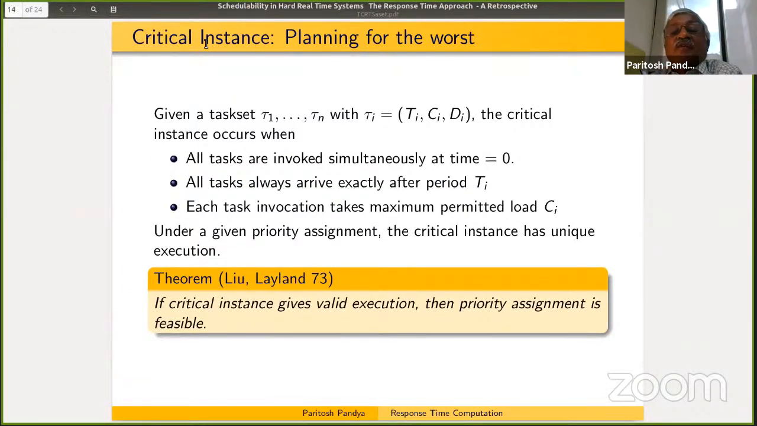So the first thing they defined was something called the critical instant. There is all this uncertainty in the pattern in which the tasks arrive and the amount of computational load they bring. But let us plan for the worst. What is the worst situation that can arise?